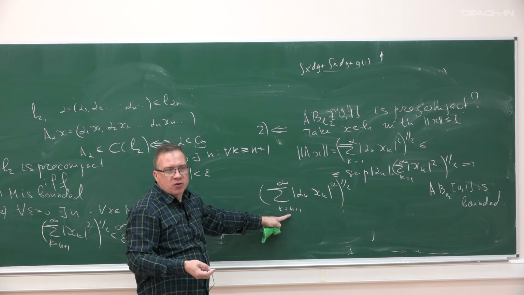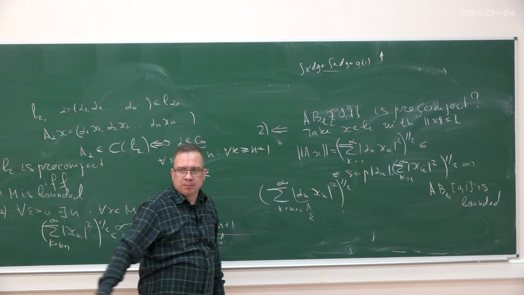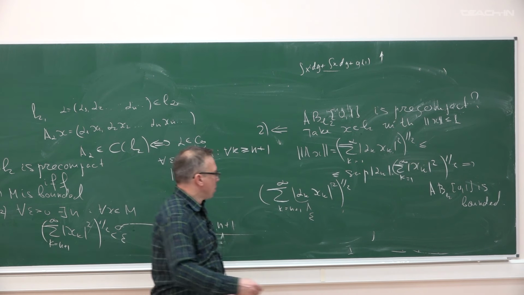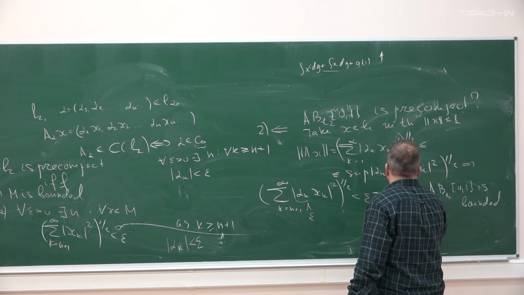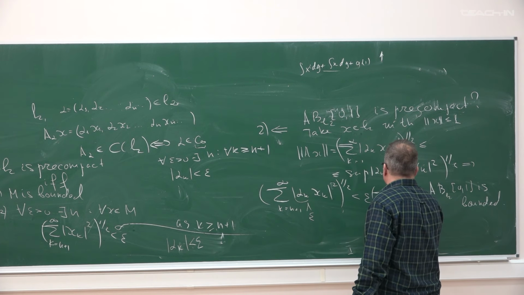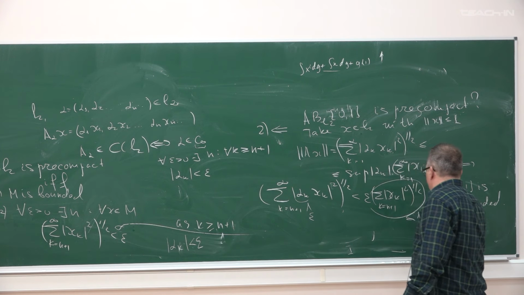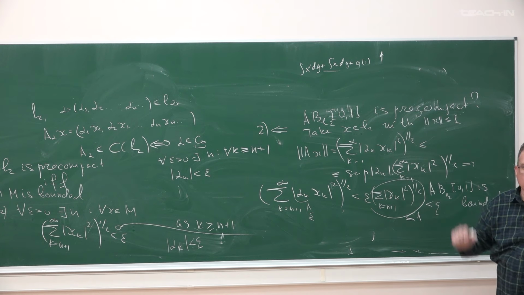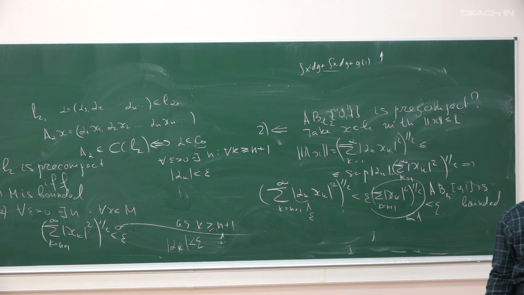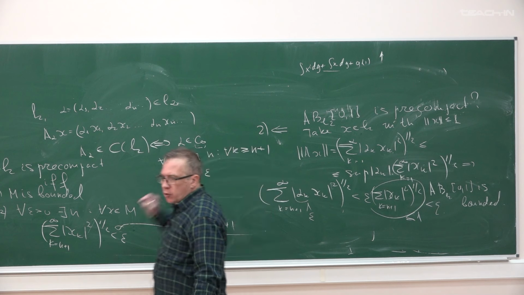Take just this number. We know that all of this is less than epsilon in absolute value. So it is less than epsilon. And this is less than or equal to 1 because x is from the unit ball. So it is less than epsilon. So we proved both properties from the convergence to 0.